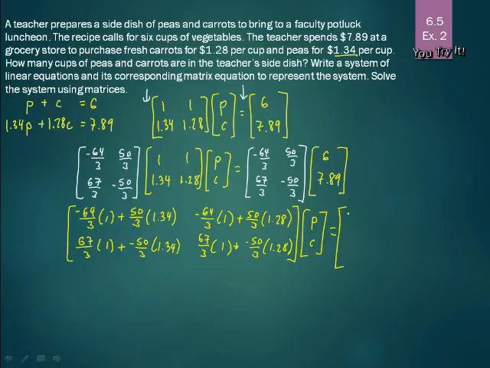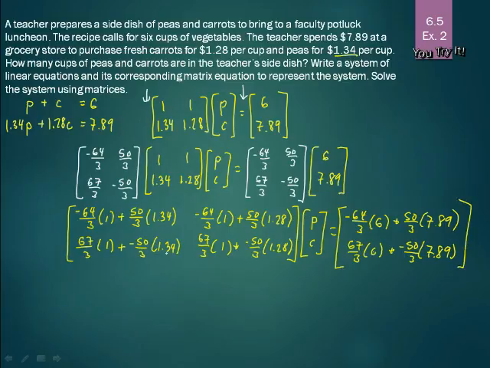On the other side, starting with the first row, we'd have negative 64 thirds times the first entry in the first column, 6, plus 50 thirds times the second entry, 7.89. And then 67 thirds times 6 plus negative 50 thirds, this is the second entry, second row, times 7.89 again. And now we can just type in each of these entries into the calculator and get simplified numbers for these.